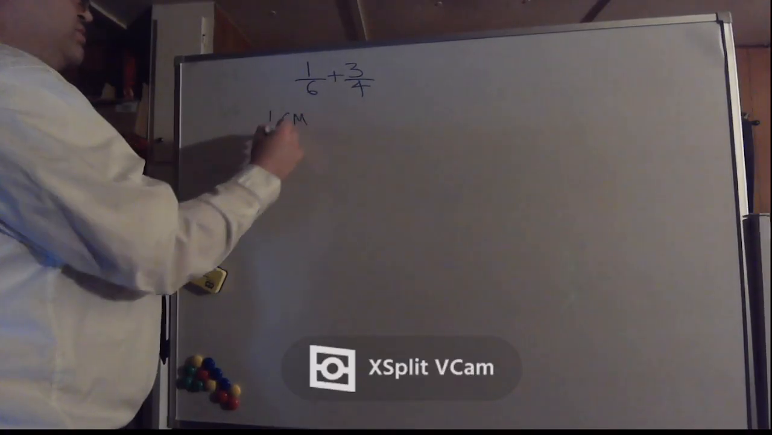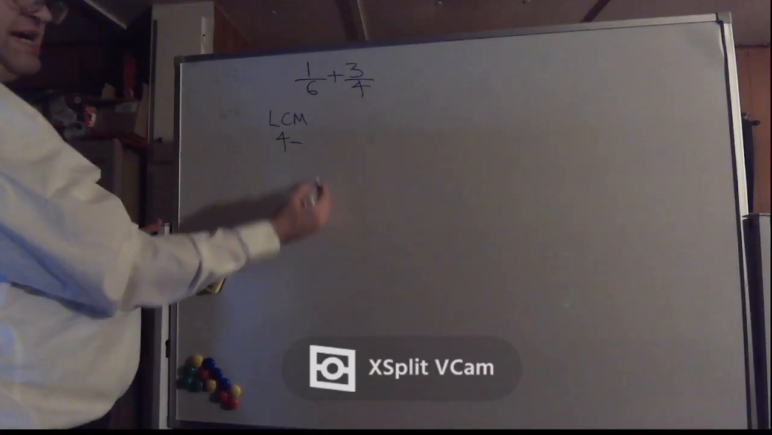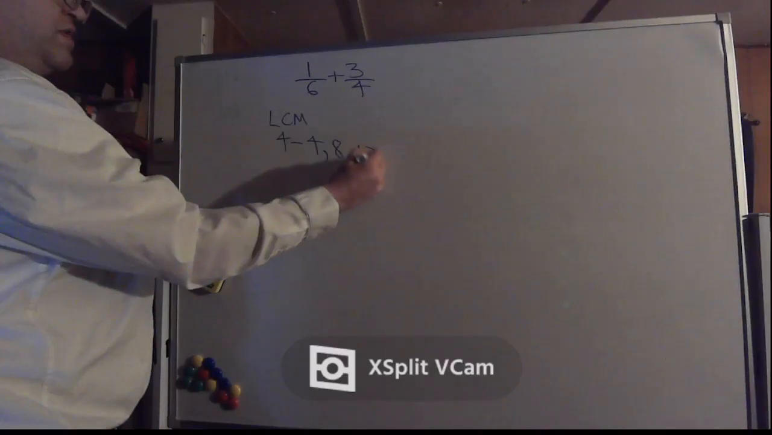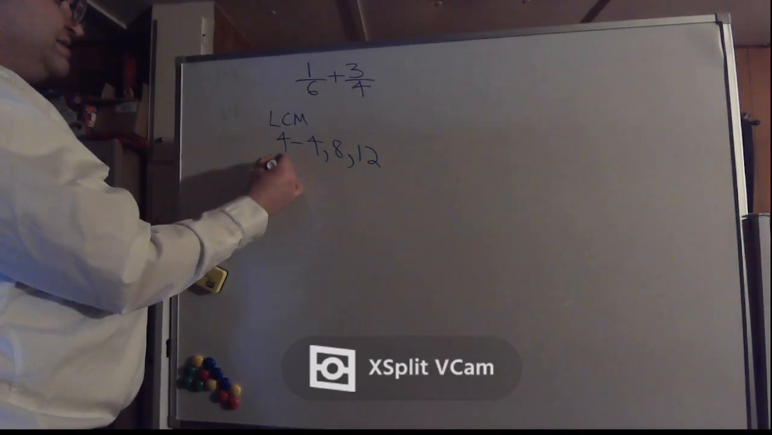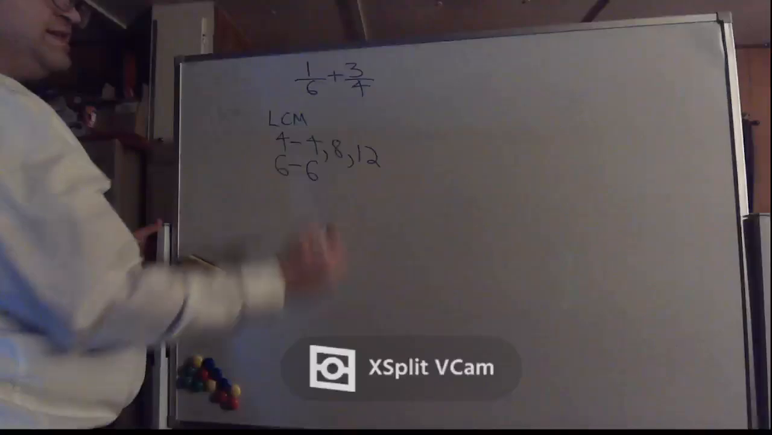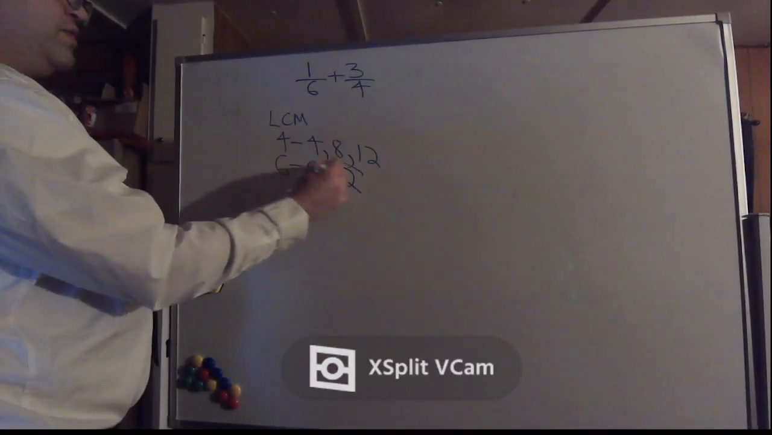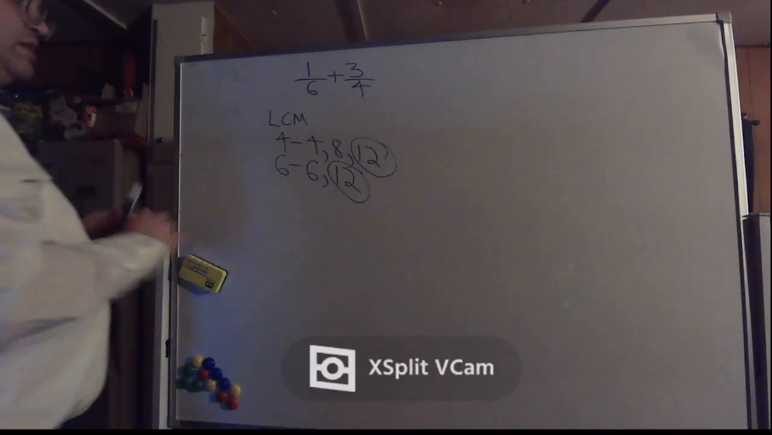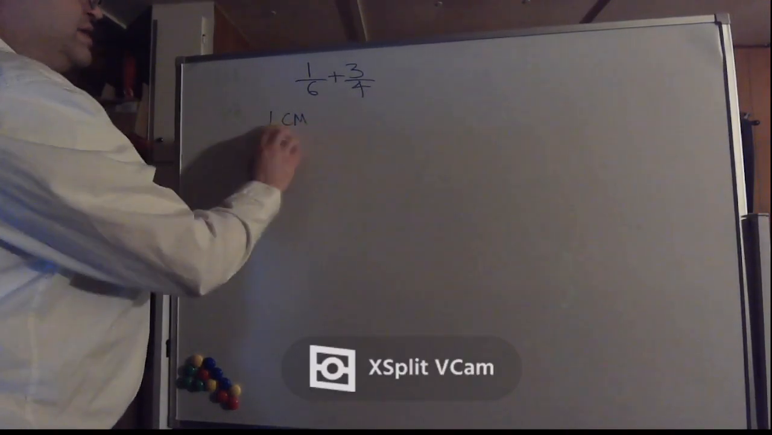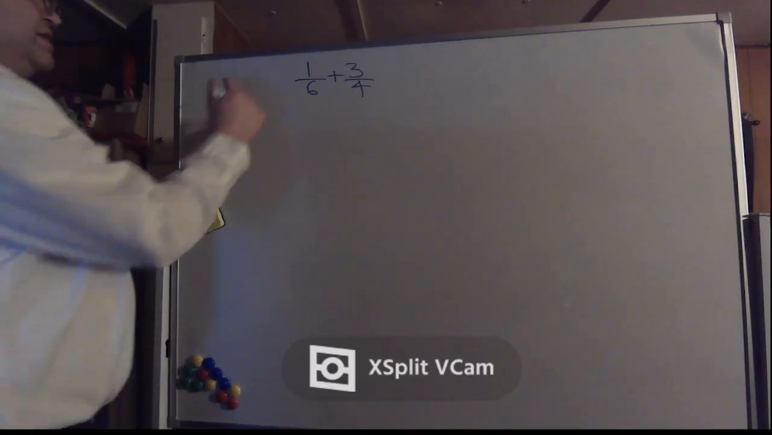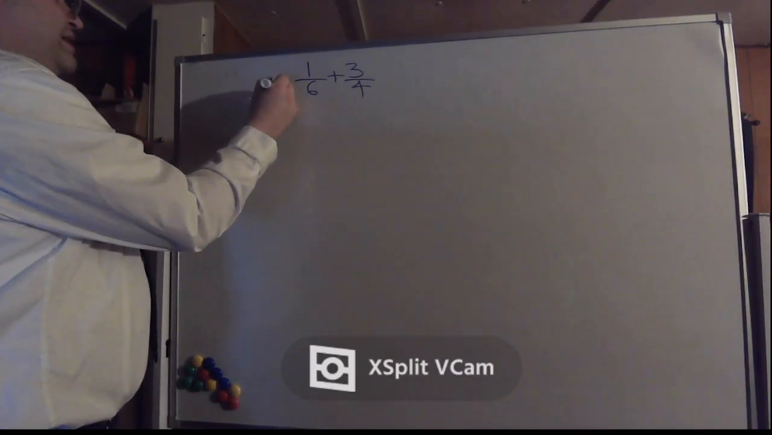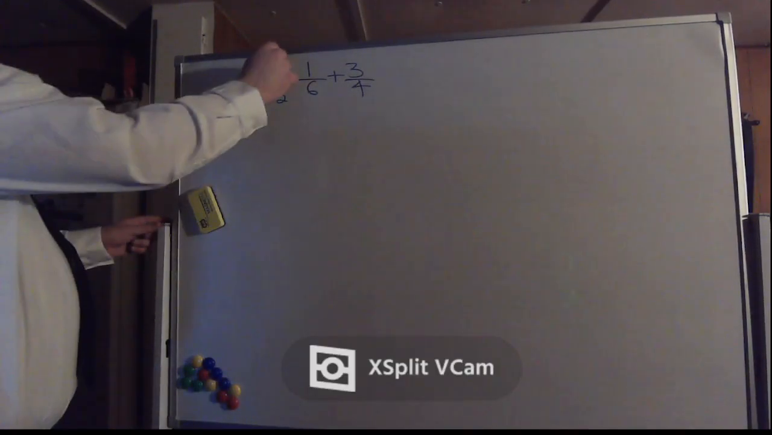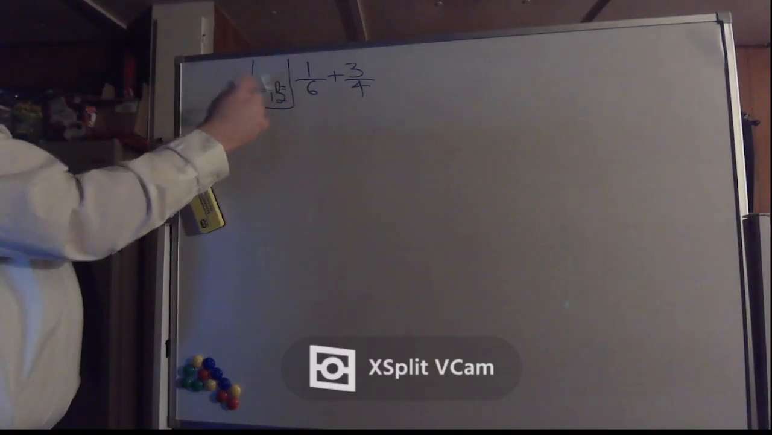Least common multiples of 4: 4 times 1 is 4, 4 times 2 is 8, 4 times 3 is 12. Then of 6: 6 times 1 is 6, 6 times 2 is 12. Well, hold it right there. We got our least common multiple, which will be our least common denominator, 12. So it looks to be that your least common denominator is going to be equal to 12. We'll write that on the side to aid us in that.